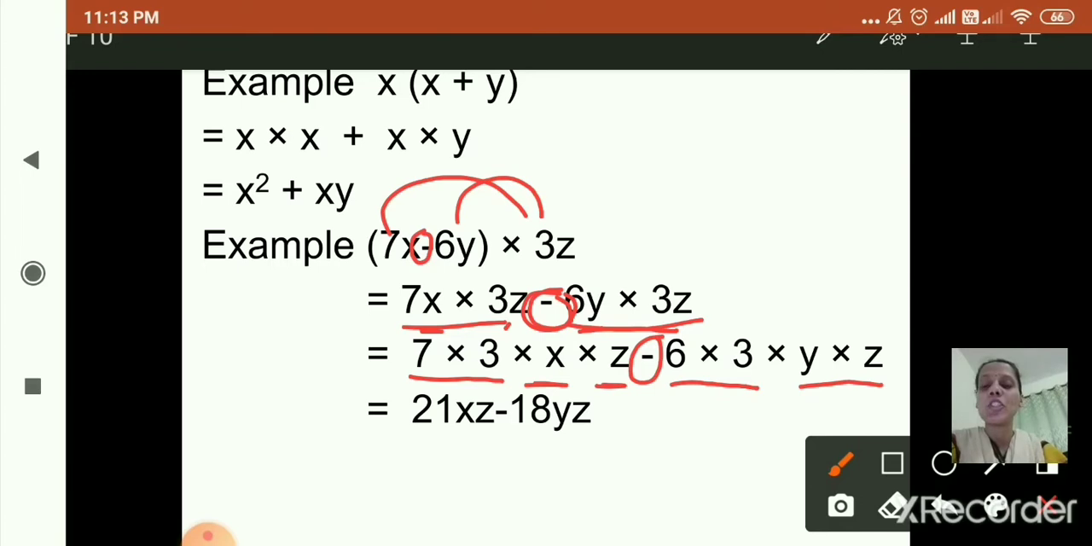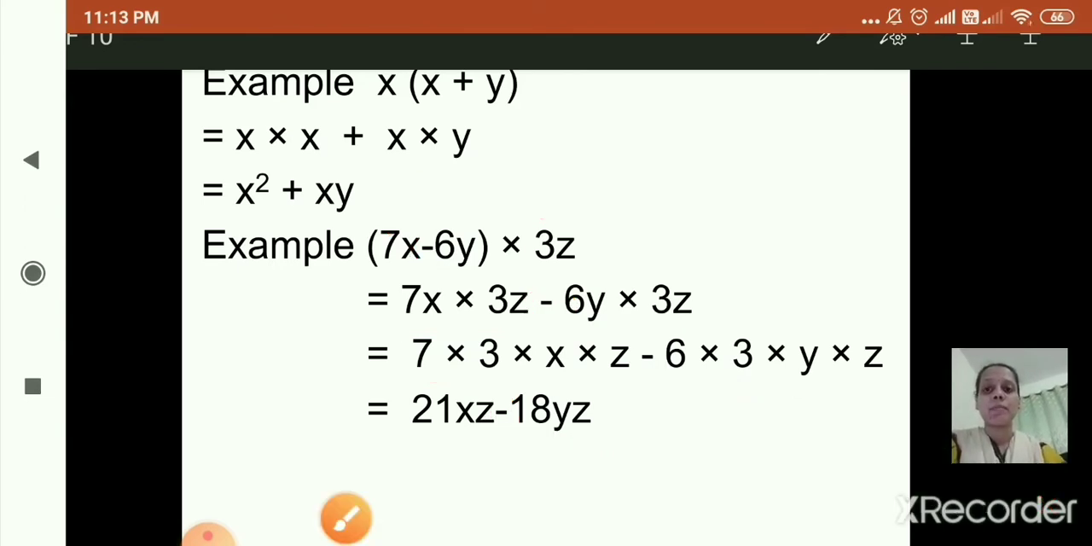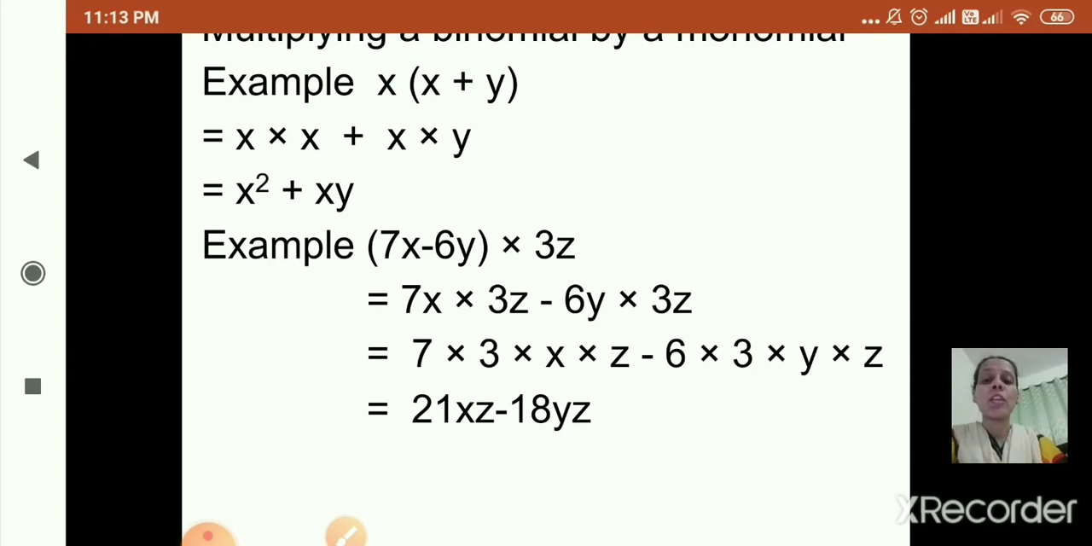Now we will do the multiplication. 7 multiply by 3, 7 threes are 21, and x multiply by z is xz. In between the minus sign, 6 threes are 18, and y multiply by z is yz. So the answer is 21xz minus 18yz. So this is multiplication of a binomial by a monomial. Till now we have seen the multiplication of monomial by a monomial, then we started multiplication of binomial by a monomial. Now we will see the next sum.